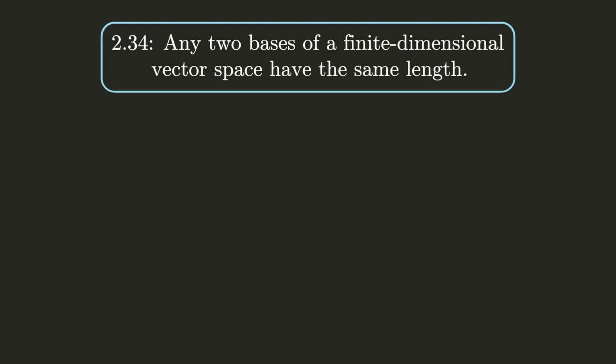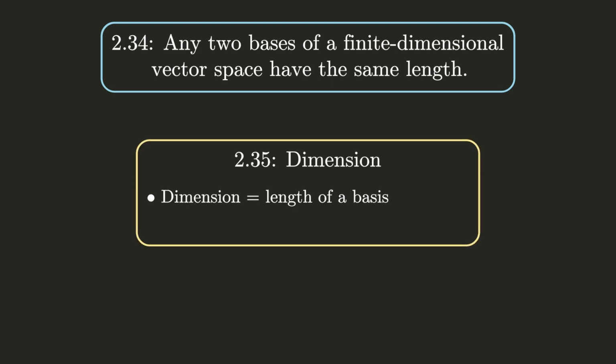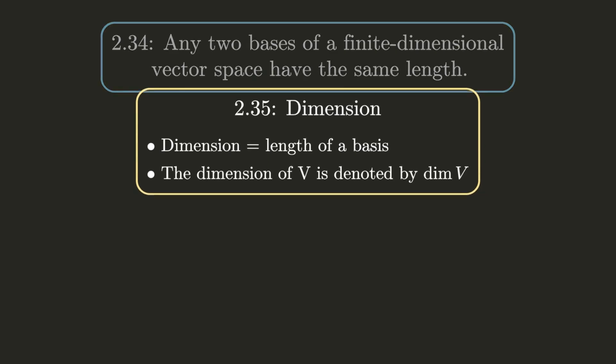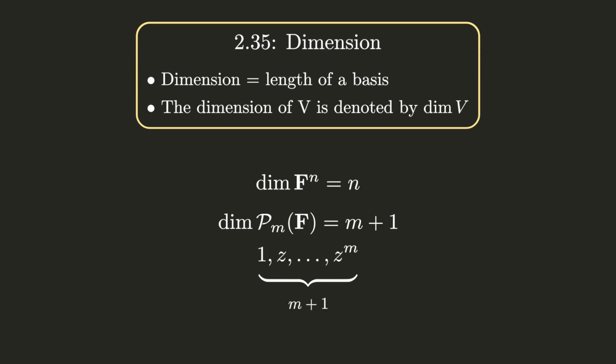With this theorem proven, we now have everything we need to define dimension. We define dimension by the length of a basis, and we denote the dimension of V by dim V. So for example, dim Fn equals n, and dim P_n(F) equals n plus 1, because its basis has length n plus 1.